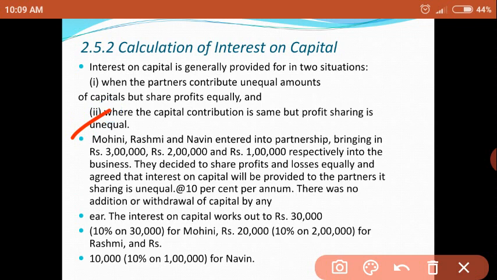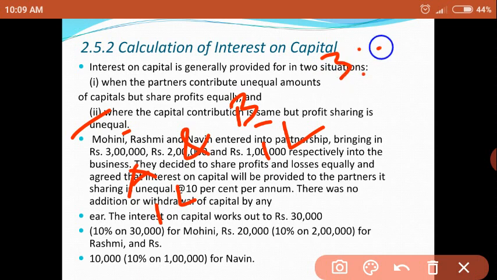And the second case is when the capital contribution is the same but the profit sharing ratio is unequal. Suppose A and B are partners, and A contributes rupees 1 lakh and B contributes rupees 1 lakh. This is an equal amount of capital, but the profit sharing ratio is, for example, 3:2. This is a different ratio, not an equal ratio. In such a case, how do we calculate the interest on capital? This is the second situation.